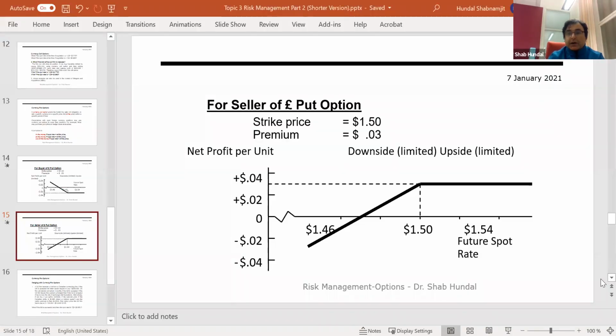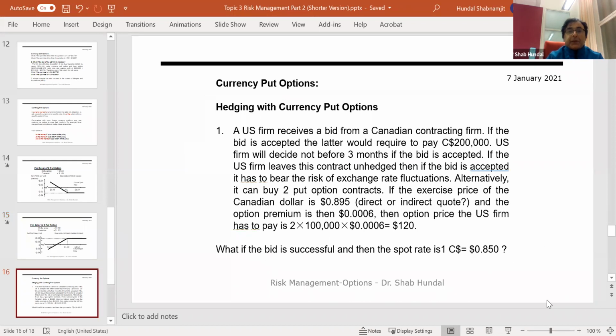Okay, so after we have some familiarization of the put option and its intricacies, we have an example. And here we will be using the currency put option for hedging, right? And here the question is, a US firm receives a bid from a Canadian contracting company. It means that this time the Canadian company is planning to buy a factory in the US.